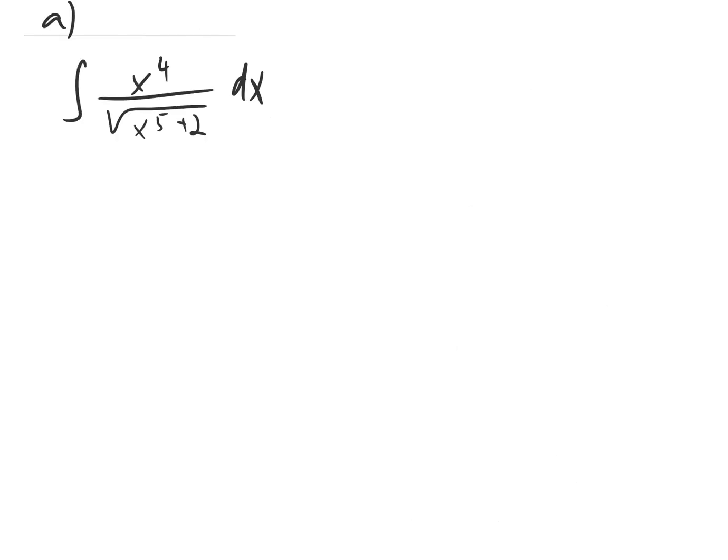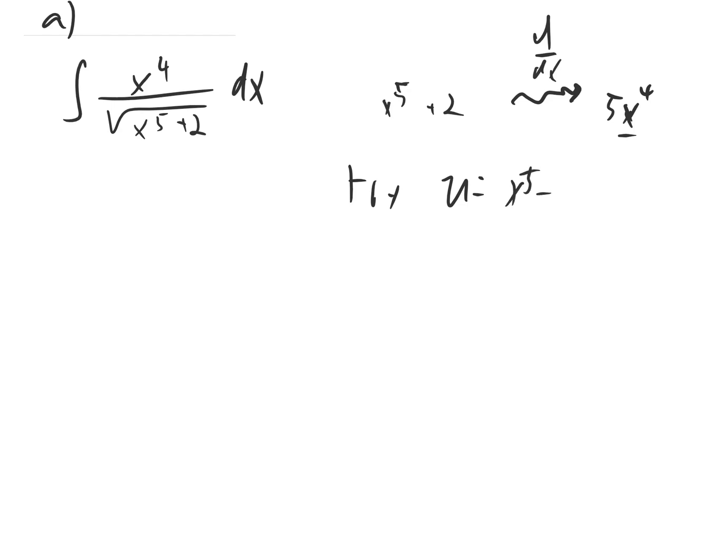Let's take a look at the first one, the integral of x to the fourth over the square root of x to the fifth plus 2 with respect to x. So let's first try to see if part of this looks like the derivative of another part. Well, I see we have x to the fifth plus 2 in the denominator, and if you differentiate this, you get 5x to the fourth, and we have x to the fourth in the numerator. So let's try u equals x to the fifth plus 2.